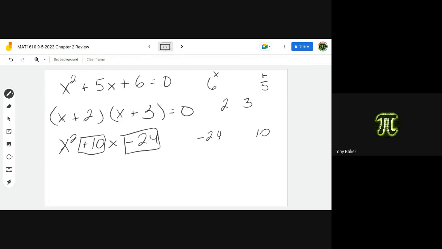So in this case, the answer is going to be negative 2 and positive 12, which will multiply to negative 24 and add to a positive 10. Yes. X plus 12 and x minus 2. Yes, that's the answer.